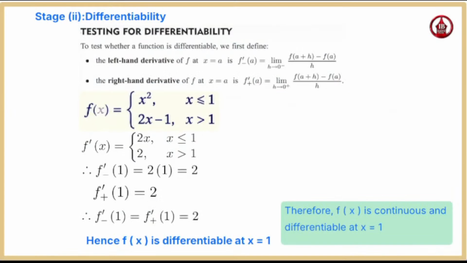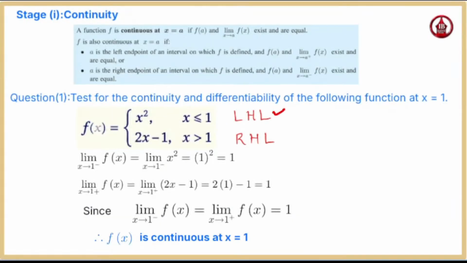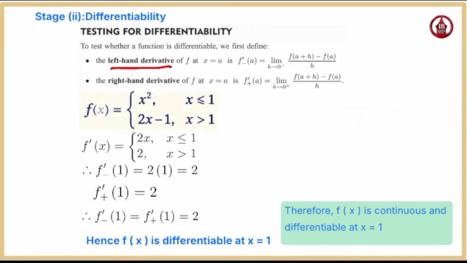Now let us see the differentiability part. Before we start differentiability part, let me explain to you what is differentiability. So let us see here, testing for differentiability. To test whether a function is differentiable, we first define the left-hand derivative. See, there we had left-hand limit and right-hand limit. Here we have left-hand derivative and right-hand derivative. If you are asked to use the first principle, then you have to use this method. Otherwise, no need of this method. Okay, we will use direct limit and f dash of minus a and f dash of plus a. So this will represent the right hand derivative and the left hand derivative, right?